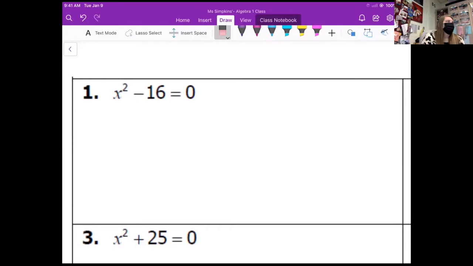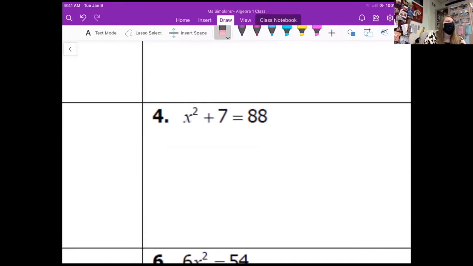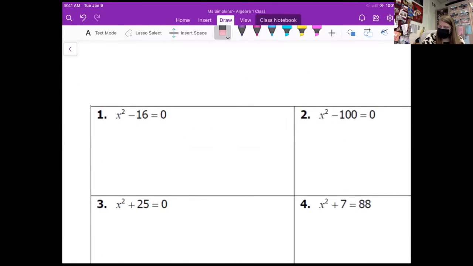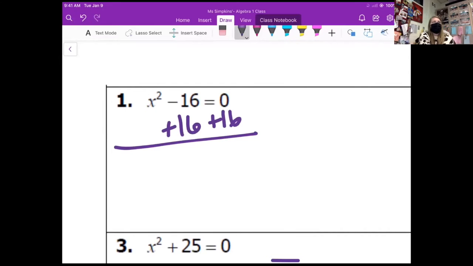I'm going to teach you a way simpler method when it's in this form, when there's only an x squared term and a constant term. It may not be equal to 0. You'll see that this problem is equal to 88. Doesn't matter. As long as there's no x term, we can solve using square roots. So here's what we're going to do. Our goal is just like an equation. We're going to try and get x by itself. So the first thing we would do to get x by itself would be to add 16 to both sides. So that would give us x squared equals 0 plus 16 would be 16.